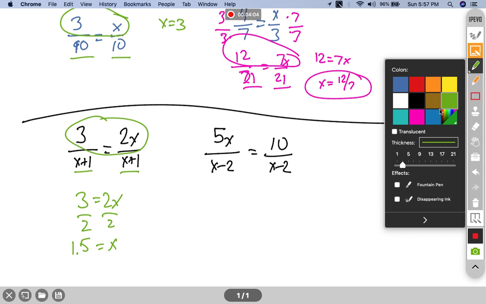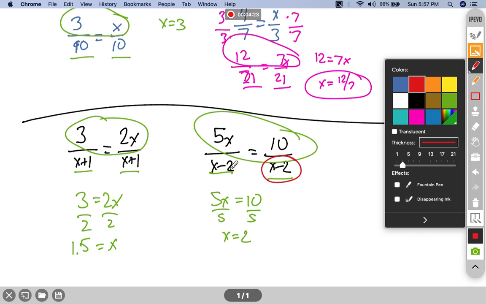Again, this looks nice and easy. X minus 2 equals x minus 2. So 5x has to equal 10. So x equals 2. Sounds great. However, we look at our denominators. X minus 2, I can't have the denominator equal to 0. So if x minus 2 equals 0, x is 2. And I can't have x equal to 2. That's the no-no. That is super bad.